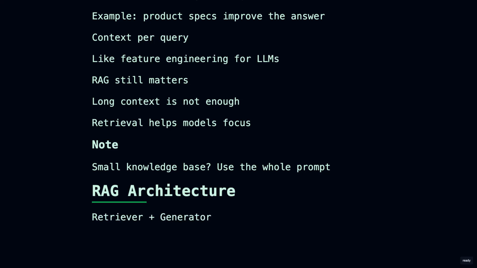A RAG system has two jobs: find useful external information, then use that information to produce an answer. The key idea is that the model is not relying only on its internal memory. It is grounded by retrieved evidence.